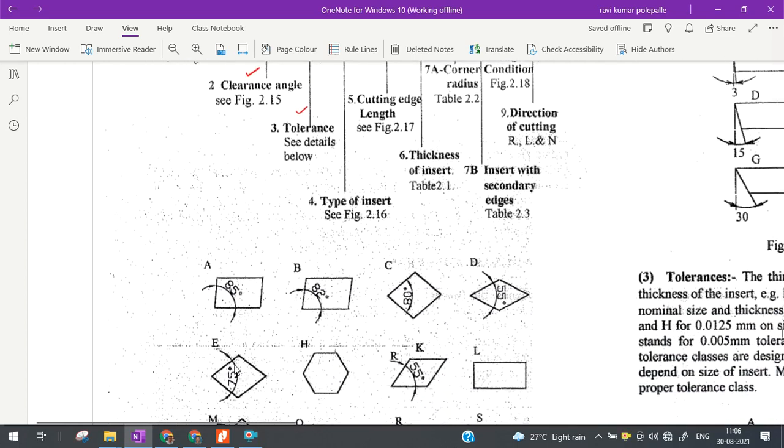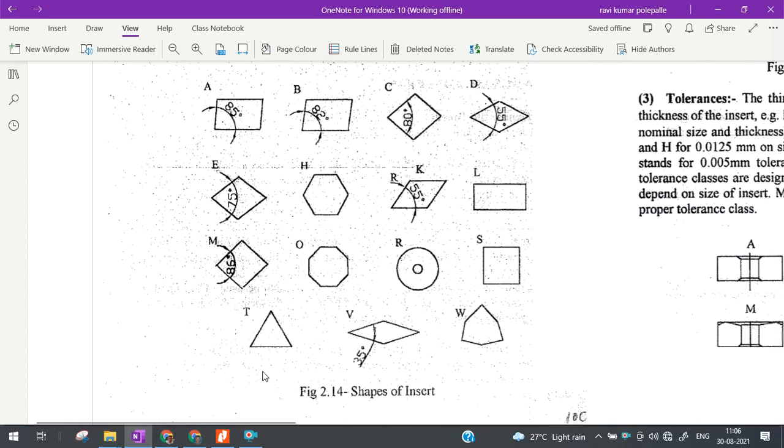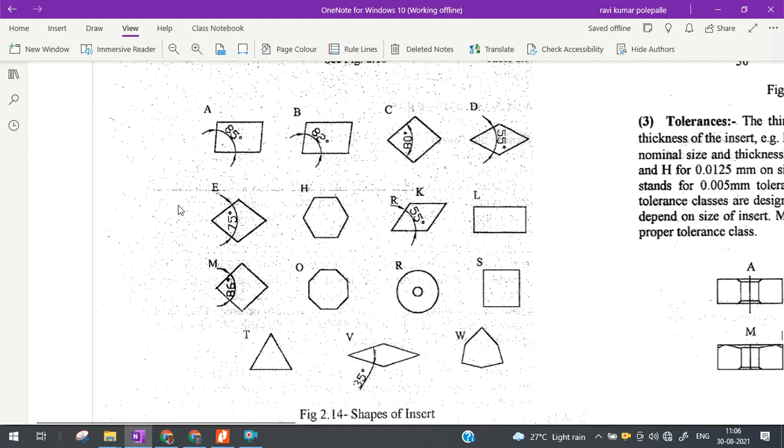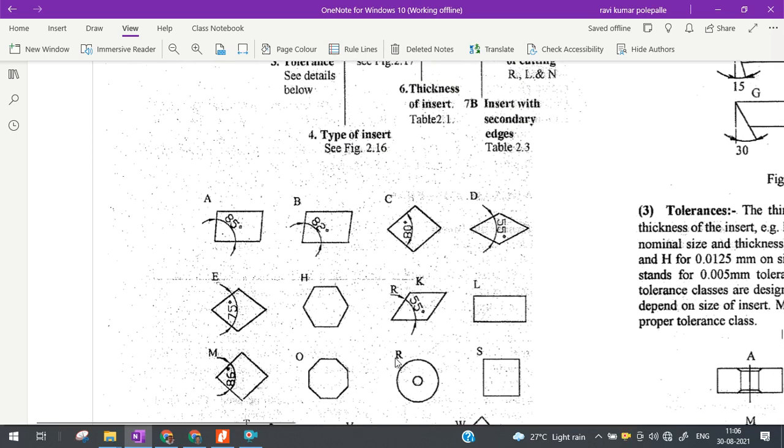So first one, that is the shape of the insert. You can look, these are the shapes of insert. So there may be square or there may be parallelogram with different angles, or sometimes there may be octagonal or triangular or in the shape of a diamond. So that is one specification.